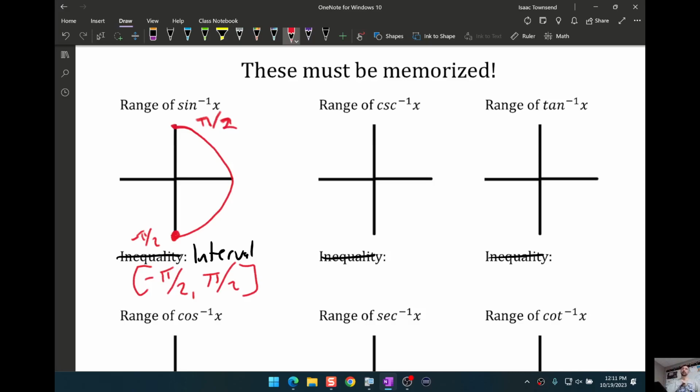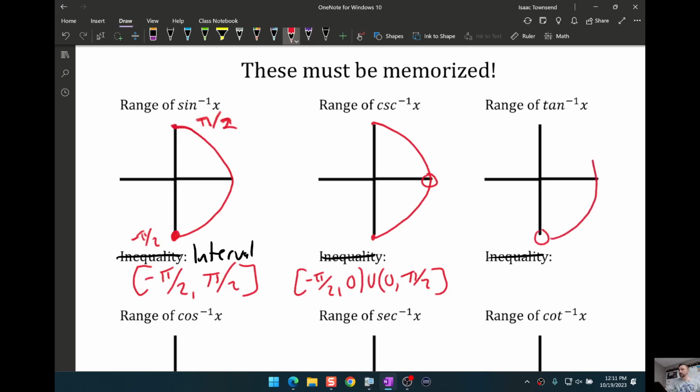So I memorized that one, and then I know his reciprocal is the exact same thing with the hole in the middle. Negative pi over 2 to 0, don't include 0, and then 0 to pi over 2. Same thing we did on the other page, but I'm not deriving it. I just know that it looks the same, but it's got a hole in the middle. And then tangent's the other one that cares about quadrants 1 and 4, and he doesn't exist at the endpoints. So that would be negative pi over 2, positive pi over 2, but they were both parentheses.